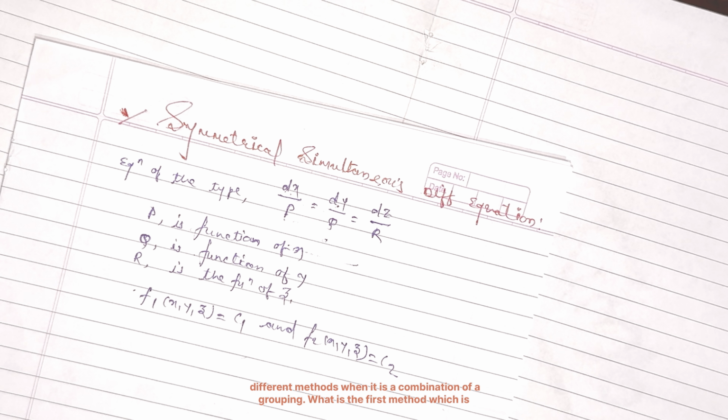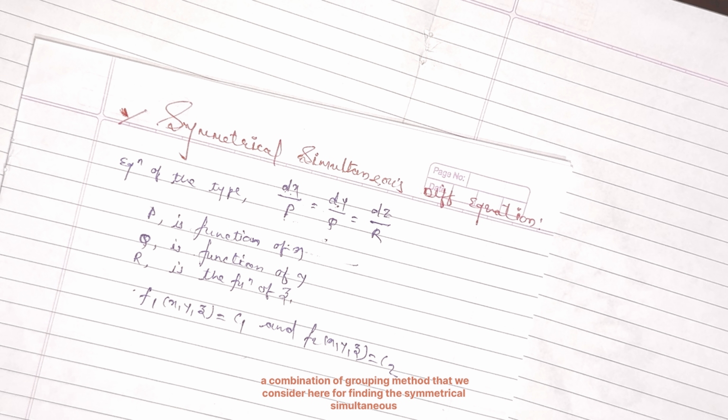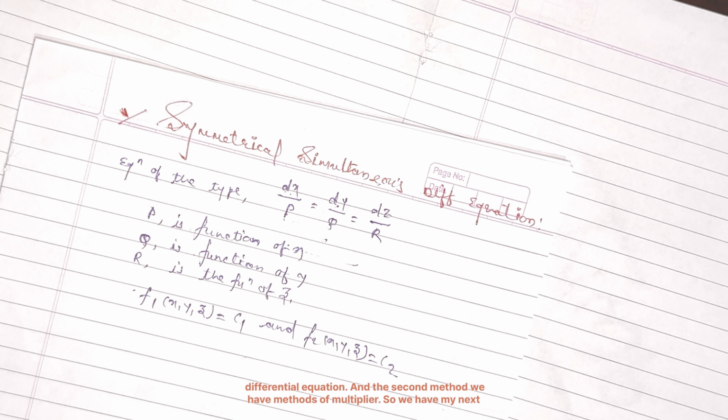We have two different methods. One is the method of combination or grouping. What is the first method? The combination of grouping method, that we consider here for finding the solution of the symmetrical simultaneous differential equation. And the second method is the method of a multiplier.